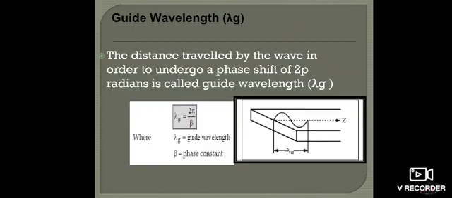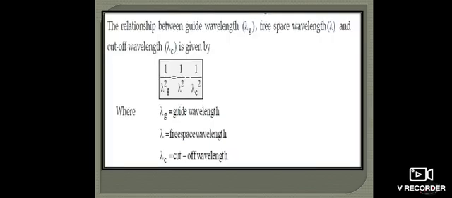That means the phase constant is inversely proportional to the guide wavelength. And what is the relation between the guide wavelength, free space wavelength, and cutoff wavelength? The relation between lambda g, lambda, and lambda c is given as 1 by lambda g square equals 1 by lambda square minus 1 by lambda c square, where lambda g is the guide wavelength, lambda is the free space wavelength, and lambda c is the cutoff wavelength.